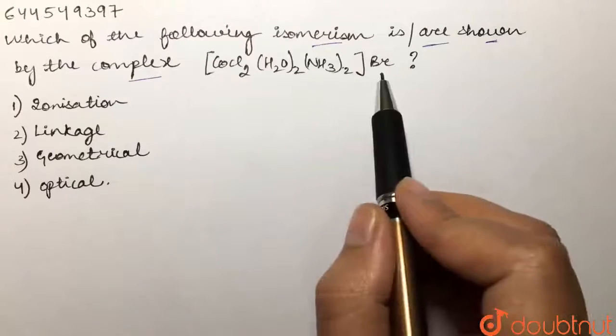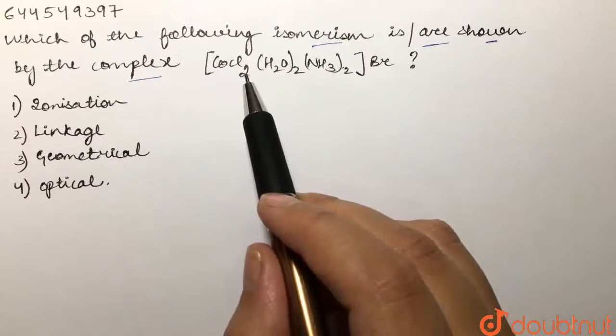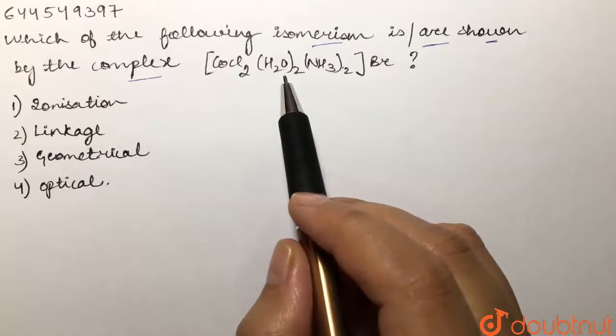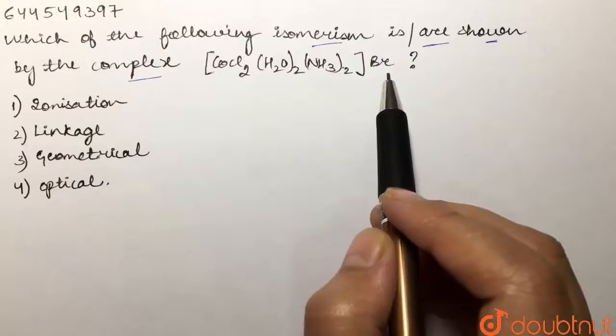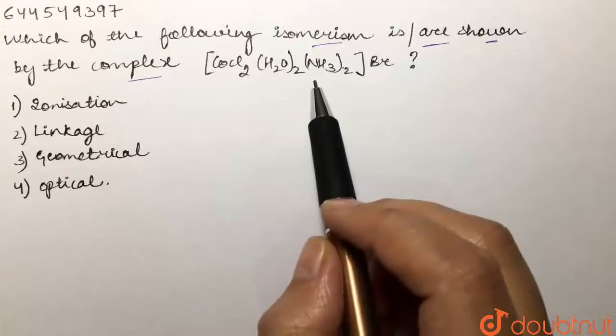Our question is, which of the following isomerism is or are shown by the complex? This is the complex that we are given. We have cobalt as metal, and then we have 2 chloride ions, then 2 water molecules, then 2 ammonia, and bromide is present outside the coordination sphere. We are supposed to tell which of the following isomerism is shown by this particular complex.